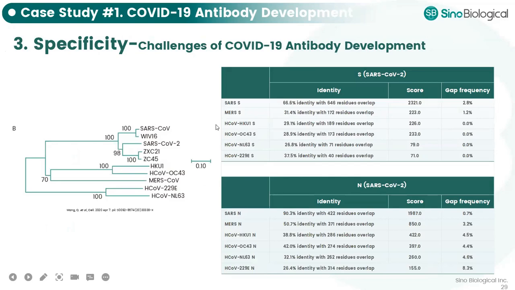And for the COVID-19 antibody development, there's another problem, which is the specificity. Because as I mentioned before, there's high homology between SARS-CoV-2 and the previous SARS. But there are also other coronaviruses, the common coronaviruses listed here. They also share some sequence homologies. But when we want to develop SARS-CoV-2 specific antibodies, this is the problem.